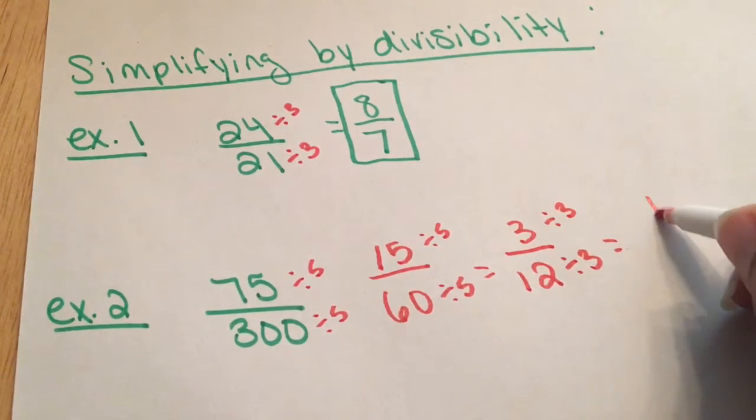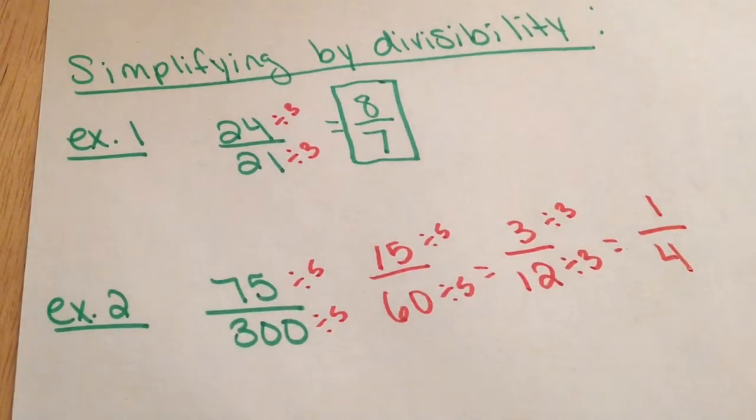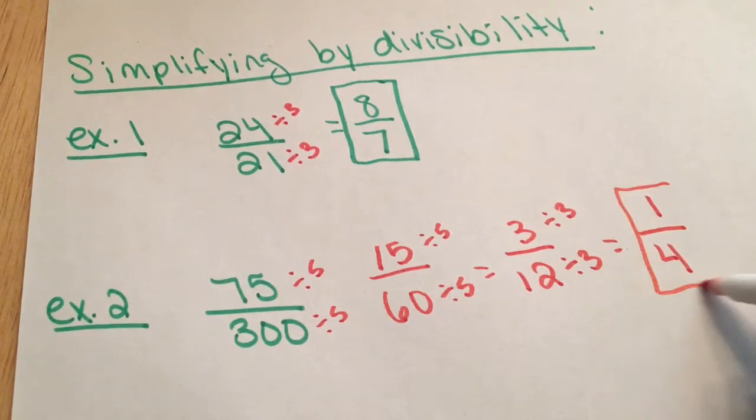3 divided by 3 is 1. 12 divided by 3 is 4. Since I end up with a numerator and denominator that don't have anything else in common other than 1, I'm going to go ahead and say that this is my simplified fraction.